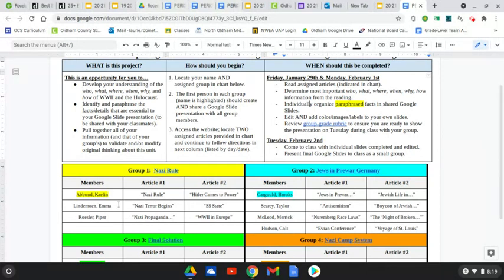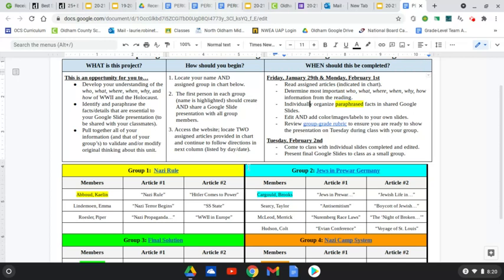And then last but not least, you'll want to access the website and locate the 2 assigned articles per person. So Kaylin has 2, Emma has 2, Piper has 2, yet they're all under this category, Nazi rule. Where Brooks will create a Google slide presentation, share it with his group members, where Brooks has 2 articles, Taylor has 2, Merrick has 2, and so on. And yes, under a different category or different topic.